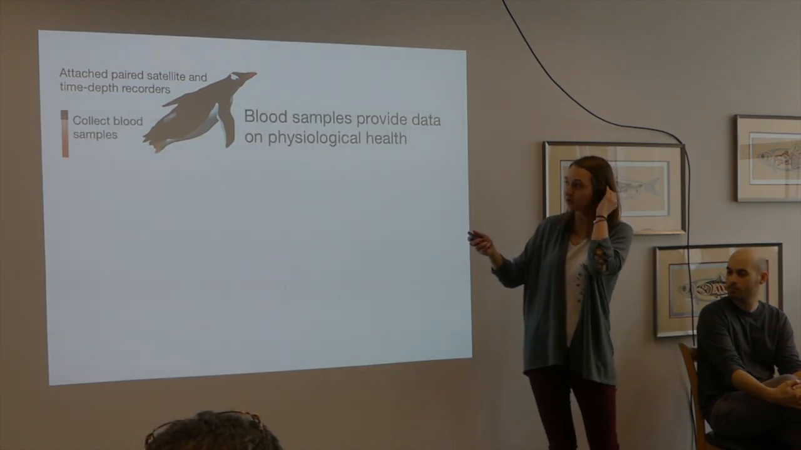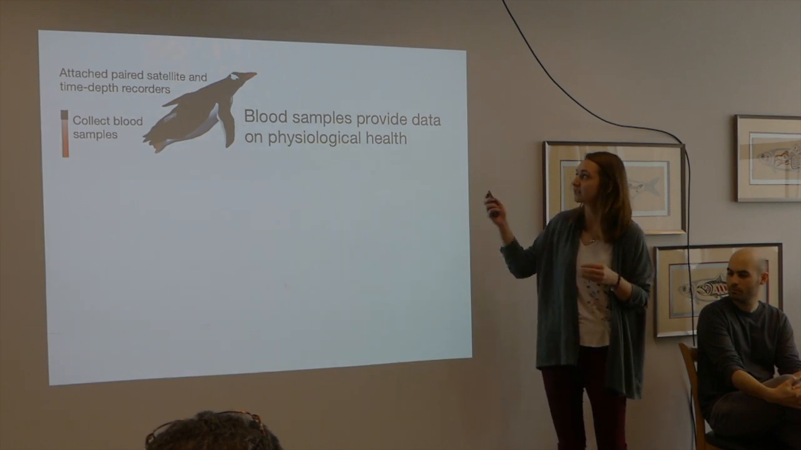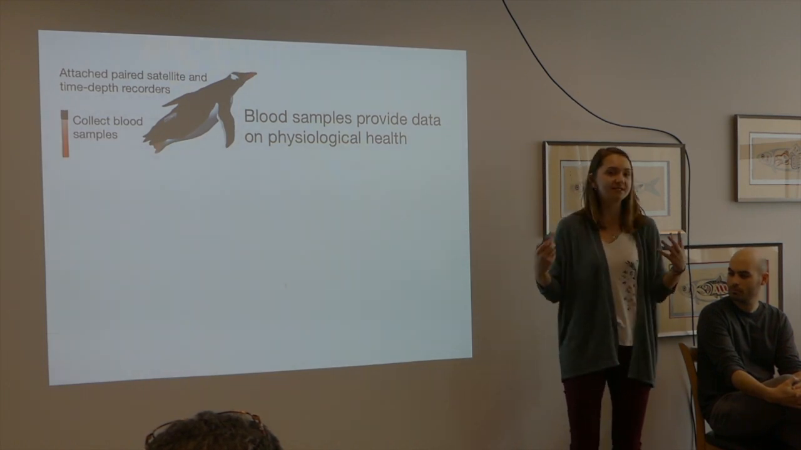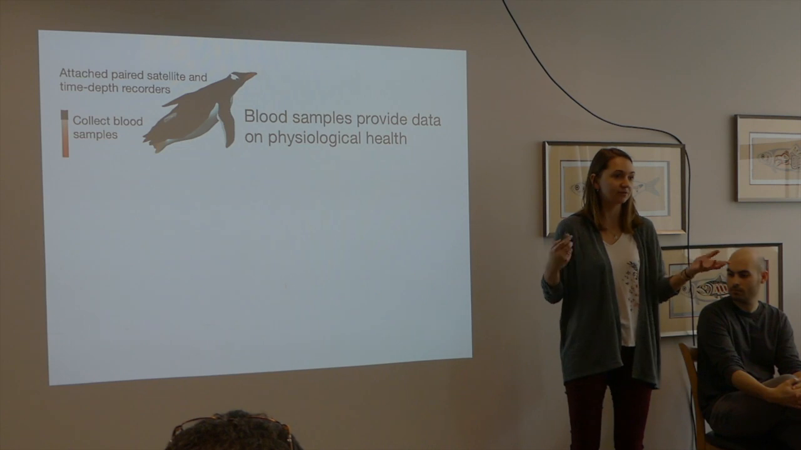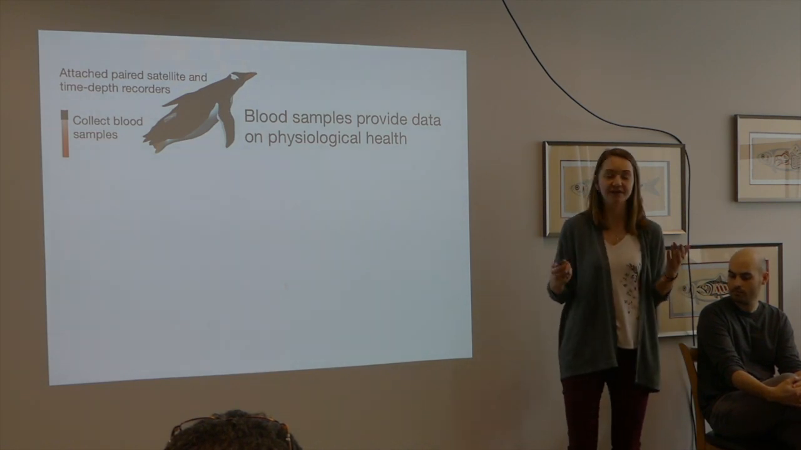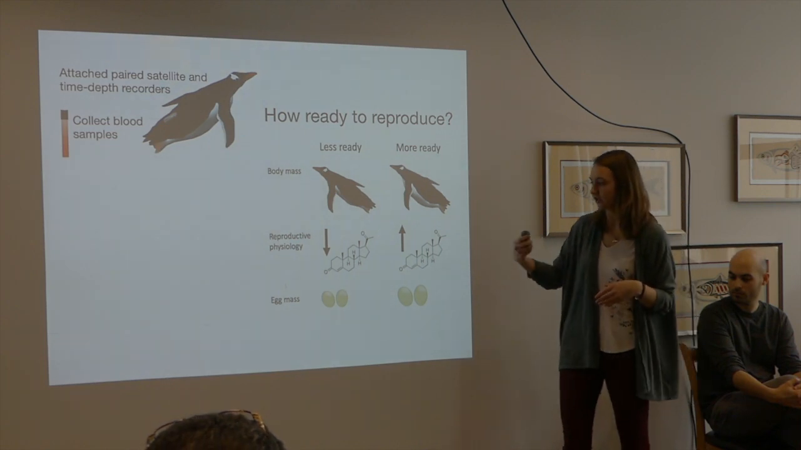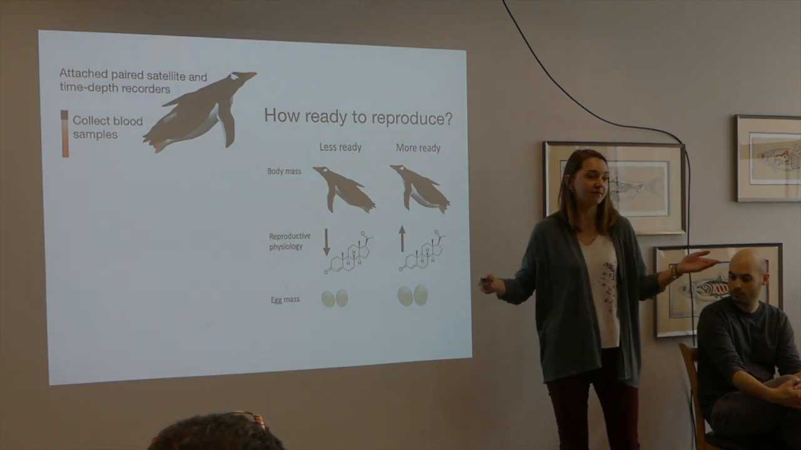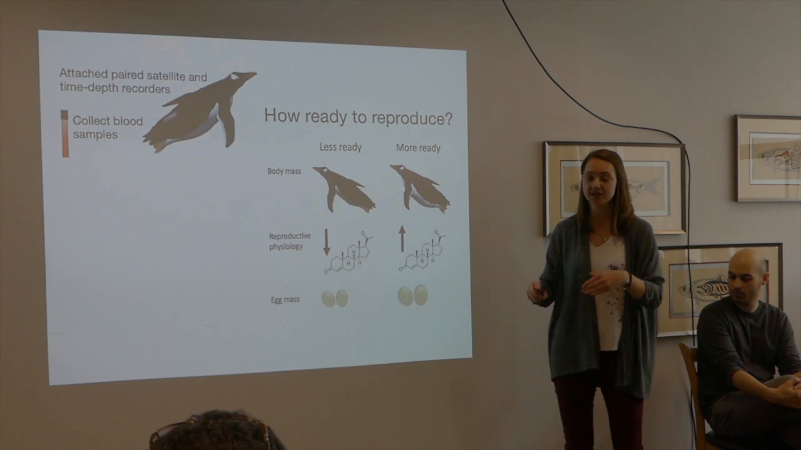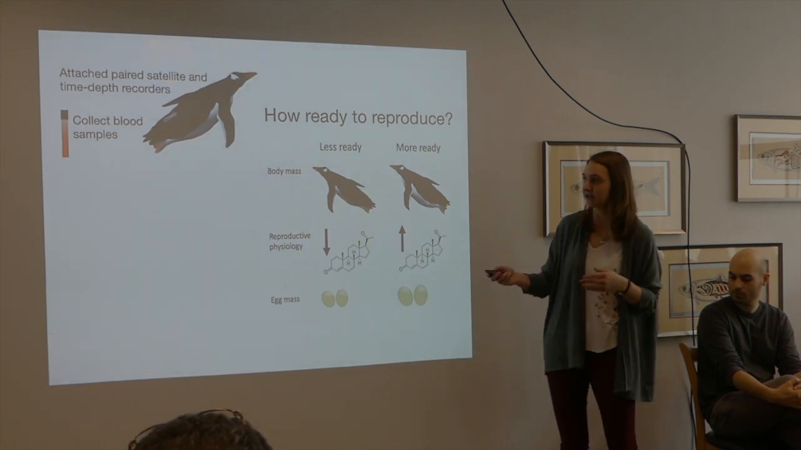So from this, we're also going to be collecting blood samples and feather clippings and some other measures of the animal's reproductive readiness and their fitness. So we can look at body mass, their reproductive physiology, things like egg mass are a great indication of their reproductive investment into the next season. So we're hoping to collect a variety of data.